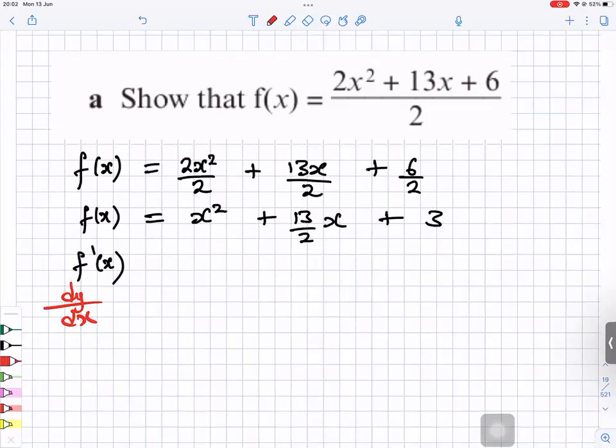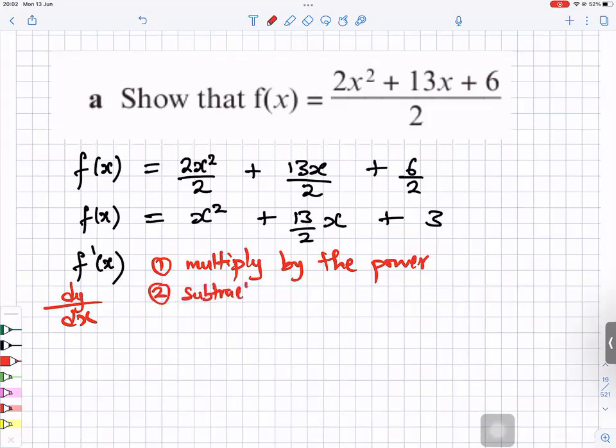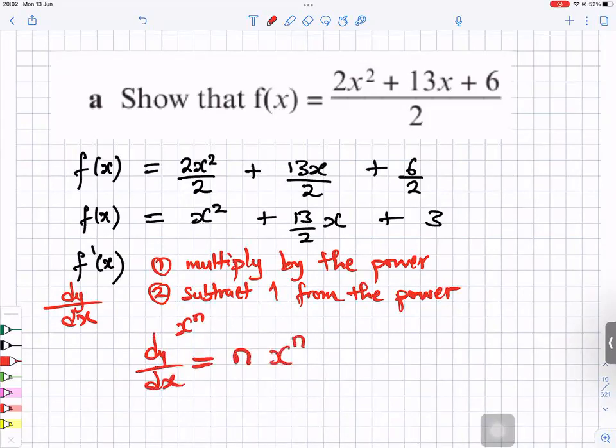There's two things for differentiation. Number one, multiply by the power. Number two, subtract 1 from the power. So in formula, if it's like x to the power n, dy over dx, you multiply by the power, that's times n, and then you subtract 1.